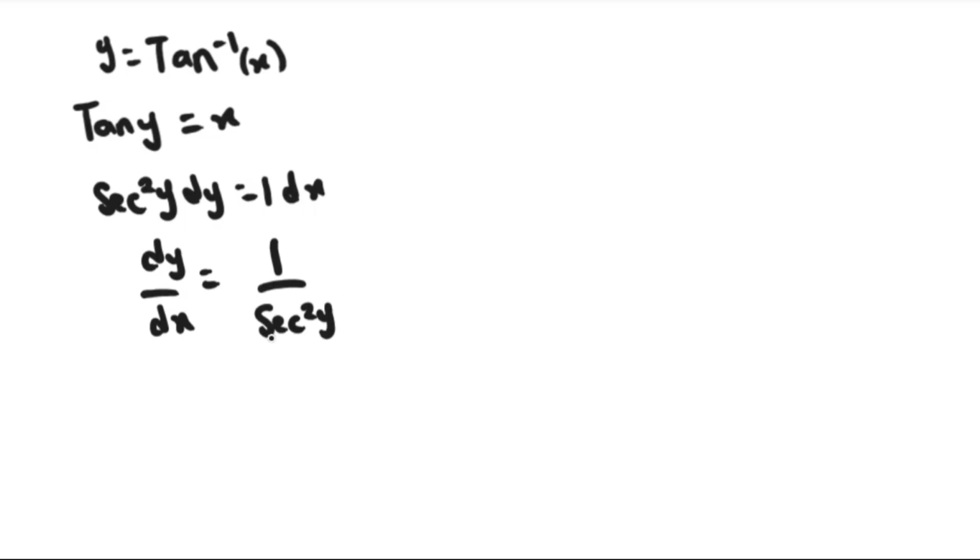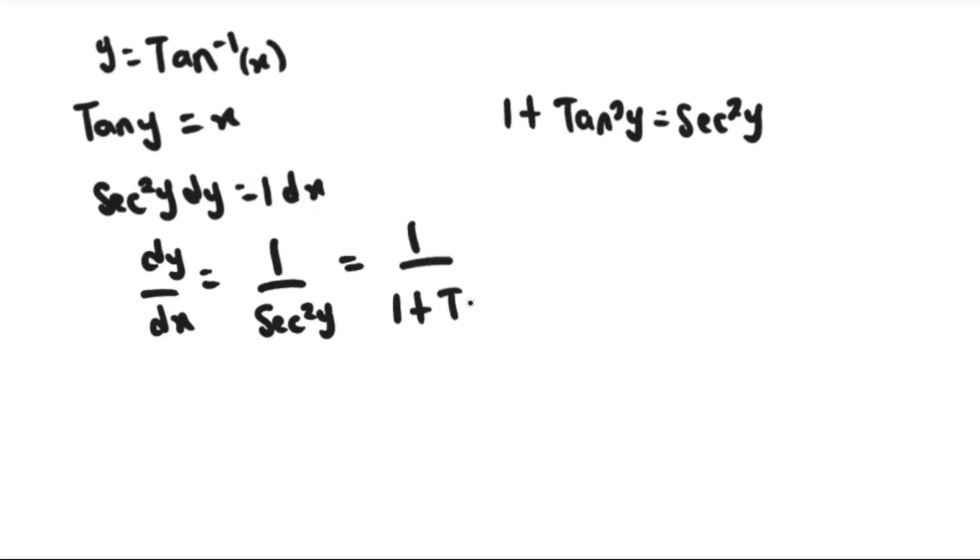So the trigonometric identity that connects sec square and tan is 1 plus tan square y is equivalent to sec square y. So instead of writing 1 over sec square y here, I'll write 1 divided by 1 plus tan square y. Since tan y is equal to x, tan square y will give us x squared. So it means that if you differentiate the tan inverse of x, you are going to get 1 over 1 plus x squared.